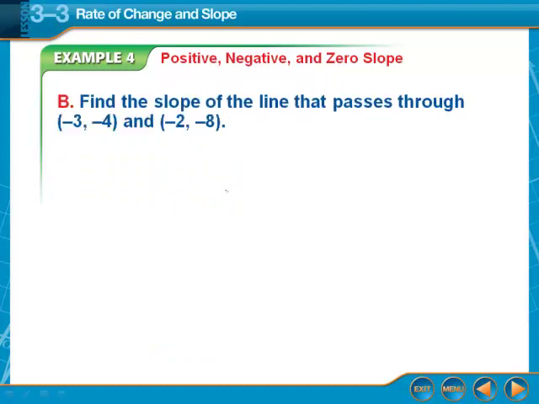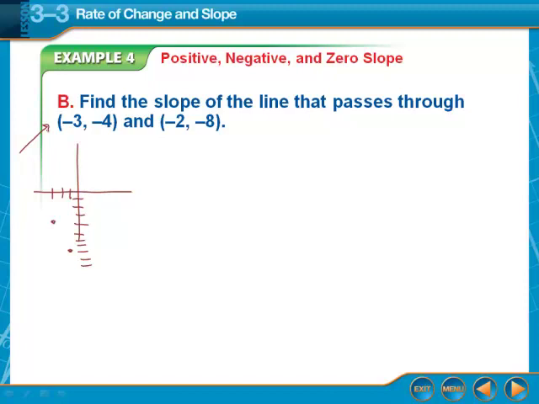Okay, same thing, another example. From (-3, -4) to (-2, -8). Let's draw the picture and talk about what's going on. (-3, -4), (-2, -8). Pretty tight down there in that third quadrant. Now, look at the line itself. It's a little bit different than the last one. The last one had a visual appearance that it was going up. The last one had a positive slope.